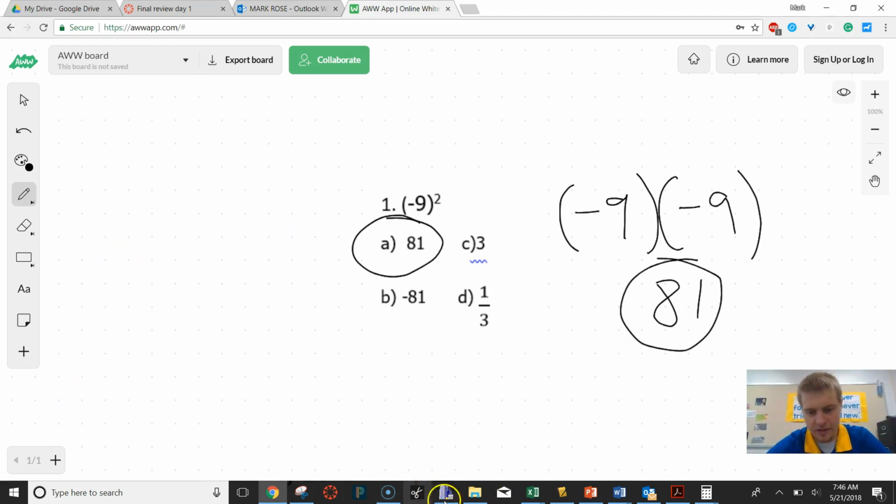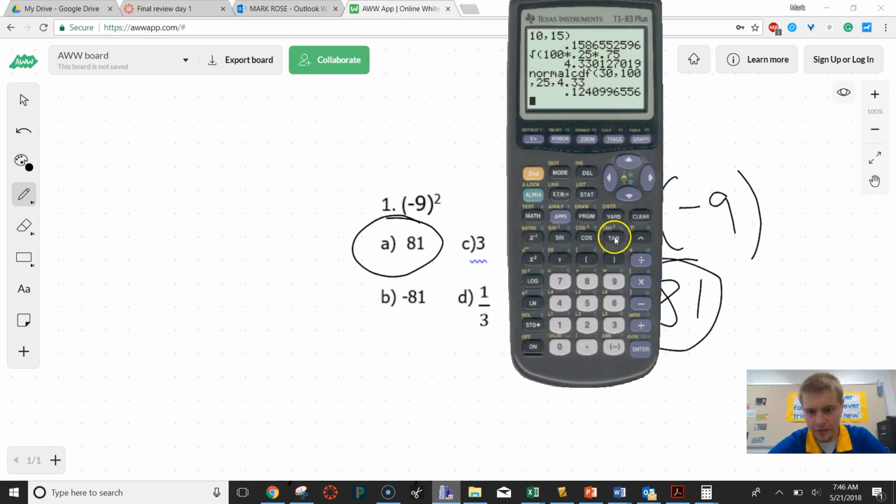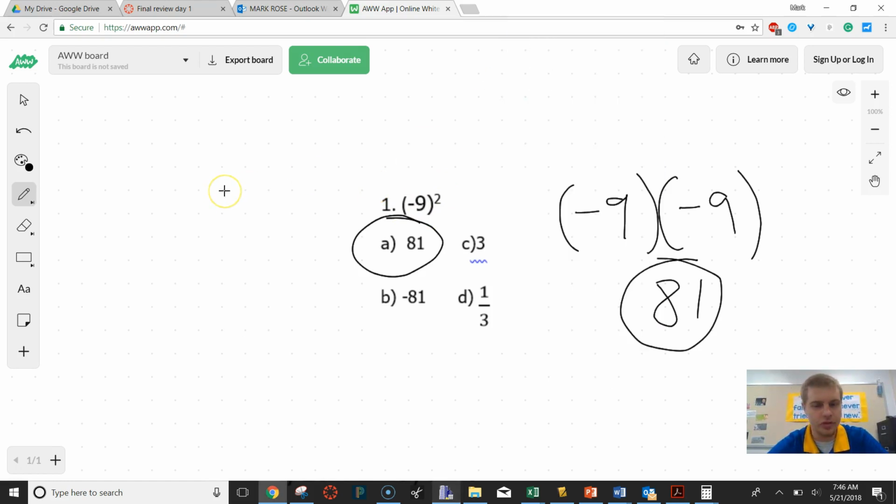If you just type this in on your calculator, like this, it's going to give you -81, which isn't true, because this one has parentheses and this one doesn't. So if you added in the parentheses, like it has on the question, you get the correct answer. So just make sure you realize that the parentheses tell you that you want to square the -9, and if it doesn't have parentheses, it wants you to square the 9. Let's do the next question.